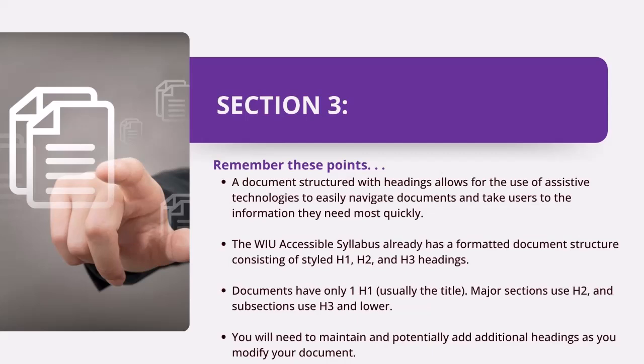The WIU Accessible Syllabus already has a formatted document structure consisting of styled H1, H2, and H3 headings. Documents have only one H1, usually the title. Major sections use H2, and subsections use H3 and lower. You will need to maintain and potentially add additional headings as you modify your document.